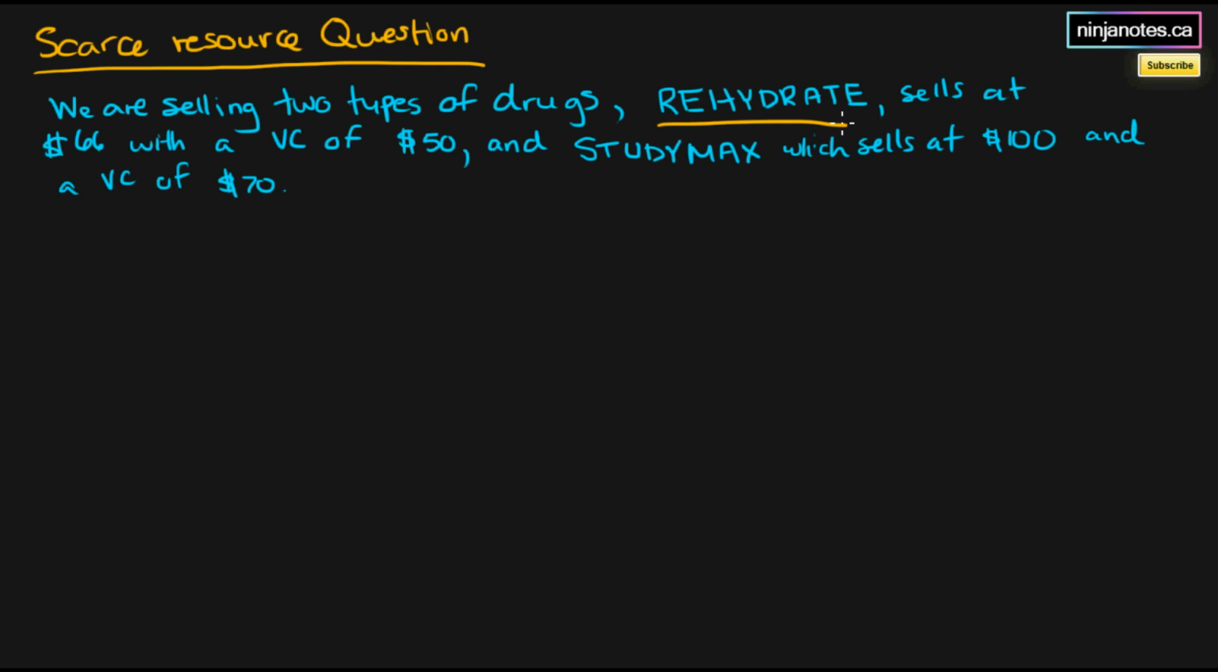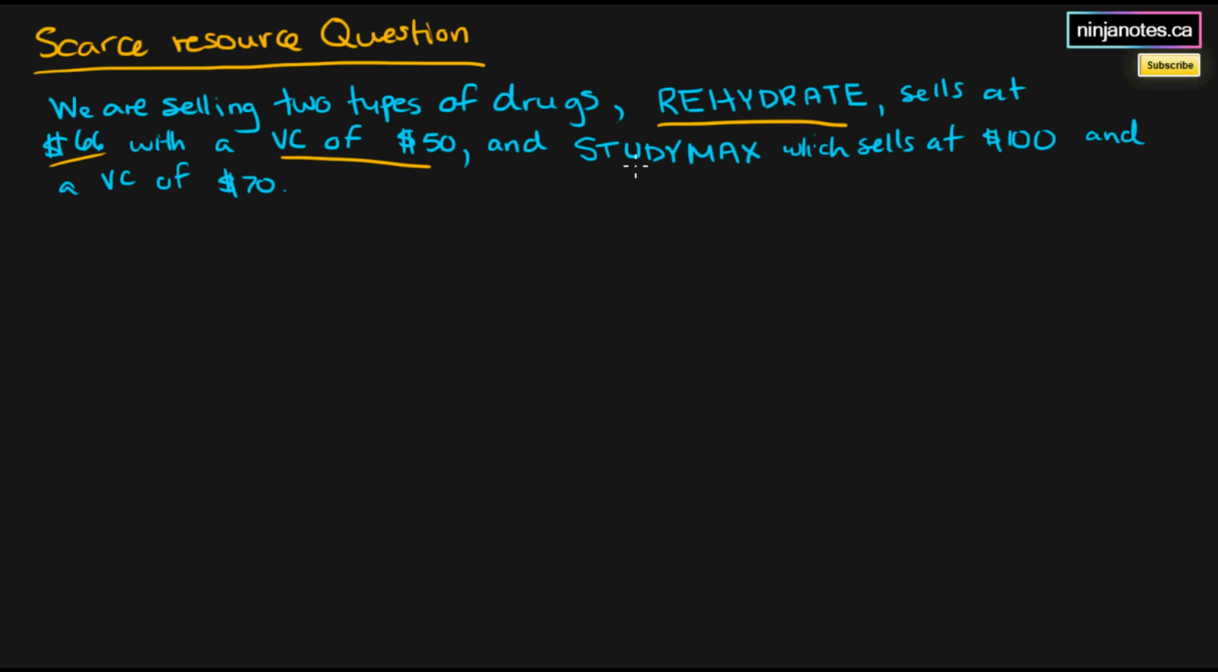One is called Rehydrate, which is a drug targeted towards curing people's hangovers so that they can go to class the next day or a test or something and be productive the next day after a big night of partying. It sells at $66 with a variable cost of $50.